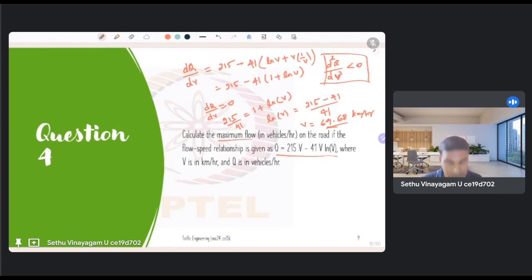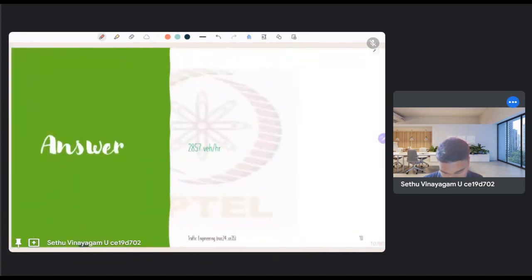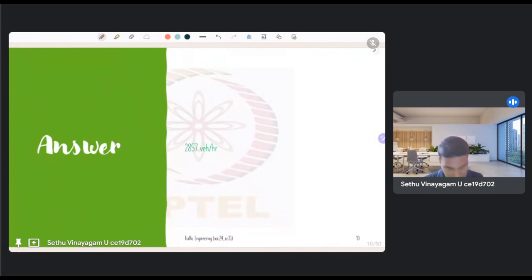But we have to find what the maximum value is, so we have to substitute this point in the original function. We have to find Q of 69.68, that is 215 into 69.68 minus 41 into 69.68 into log of 69.68. If we solve that, we get approximately 2857 vehicles per hour. That will be the maximum flow for this particular relationship. The right answer is 2857 vehicles per hour.